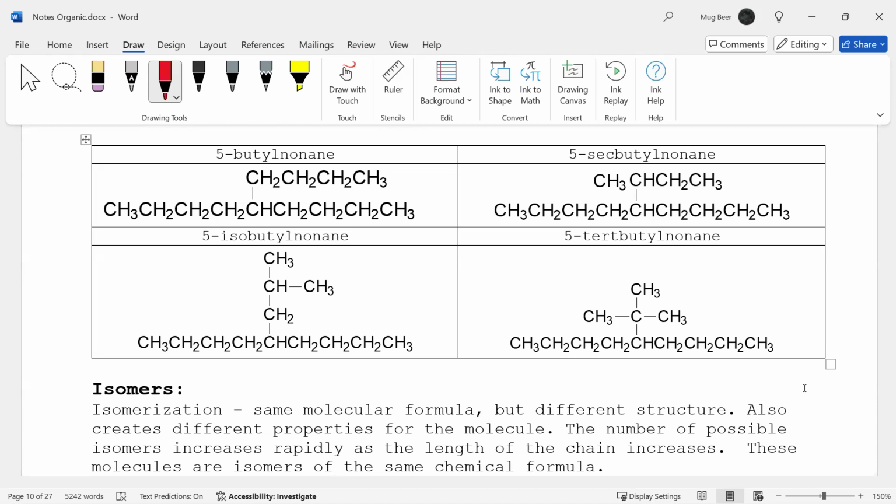5-sec butyl for the side chain. What's that trying to tell you? It's just attached to the second carbon on the 5 carbon side chain. That's it. Nothing else to it. How about the third one?